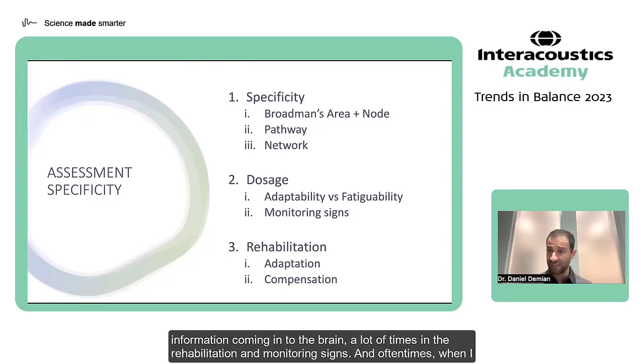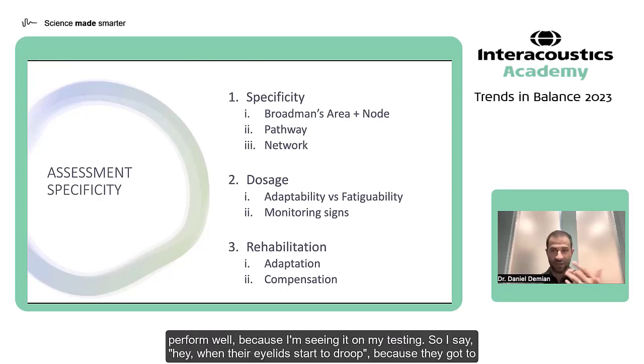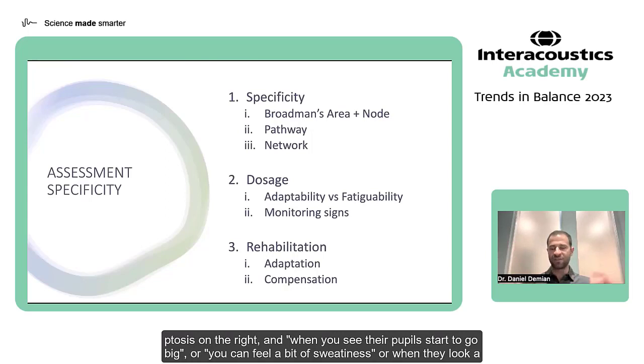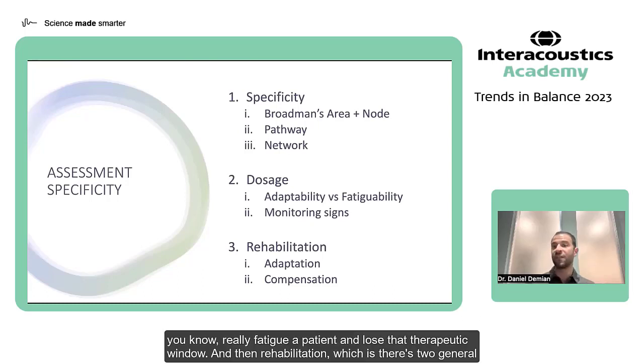A lot of times in the rehabilitation, I'm monitoring signs, and oftentimes, even when I assess a patient, I give the therapist that may also be working with that patient signs of when the system is not going to perform well, because I'm seeing it on my testing. So I say, hey, when their eyelids start to droop because they've got a ptosis on the right, or when you see their pupils start to go big, or you can feel a bit of sweatiness, or when they look a little bit out of attention, those are signs. Catch those signs early so we know when to stop, before we really fatigue a patient and lose a therapeutic window.